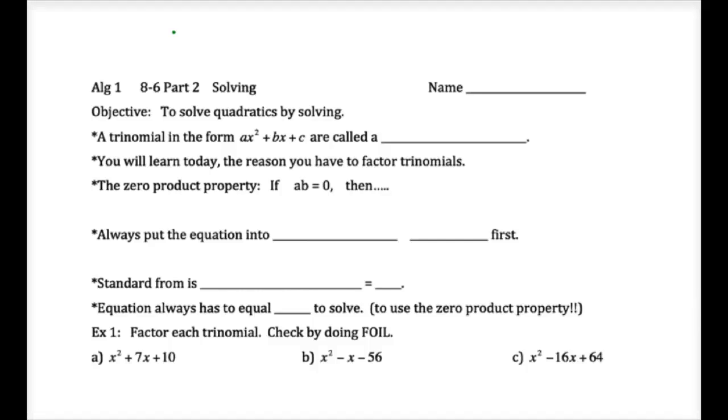Morning. All right. Quadratics by solving. Yeah, that was like the dumbest objective I've ever heard in my life. To solve quadratics by solving. Doesn't even make any sense.